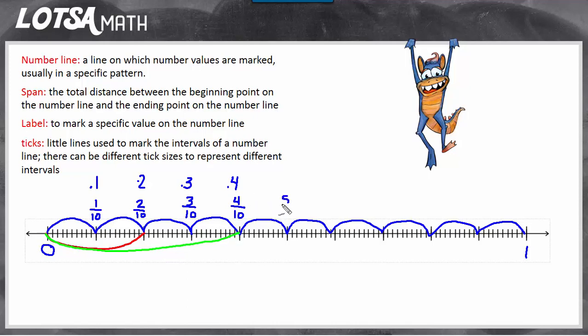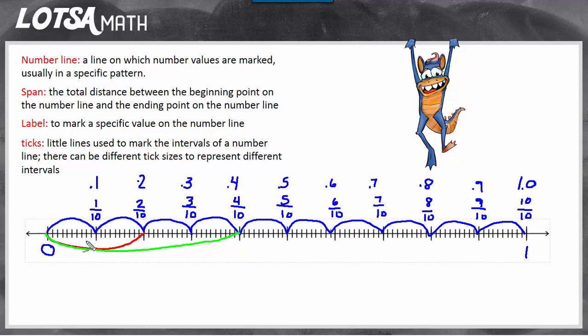And you can keep on labeling this spot. This tick would be 5/10. This tick would be 6/10. This tick would be 7/10. This one would be 8/10. This one would be 9/10. And this one would be 10/10. When you go to write your decimal, 10/10 actually equals 1 whole. So it would go back to just 1 or 1.0. So that is how you would label the bigger ticks.